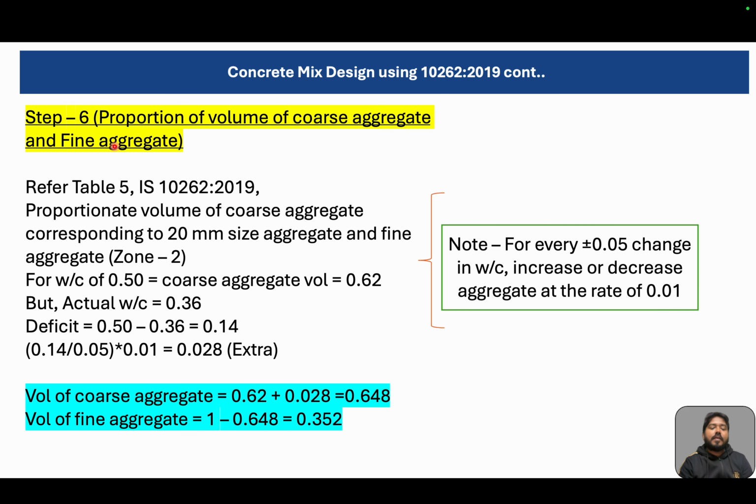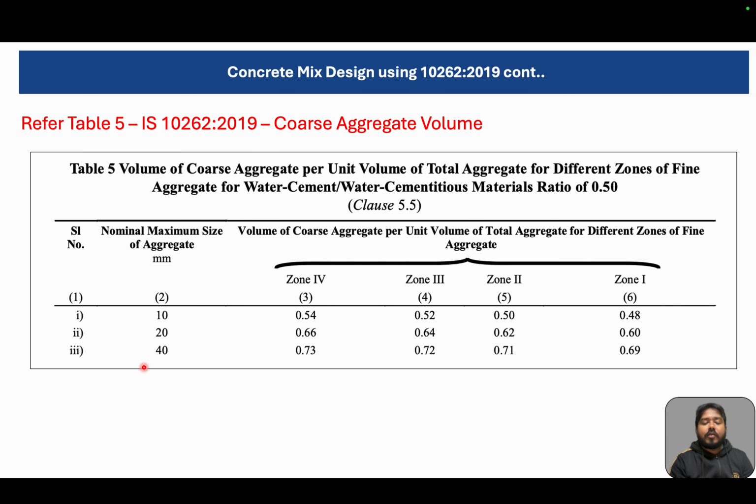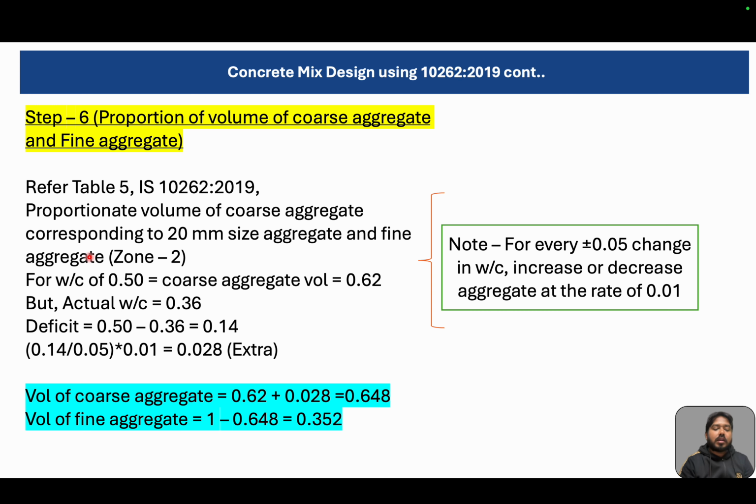Then the next part we have seen is the aggregate volume. Based on that, we have to refer to Table 5. The maximum size of aggregate is 20 mm, and the corresponding Zone 2 value, because it is given in the question, is 0.62. But keep in mind, it is applicable for a water cement ratio of 0.50. However, the water cement ratio you have calculated so far is 0.36. That means there is a deficient amount of aggregate, which is 0.14.